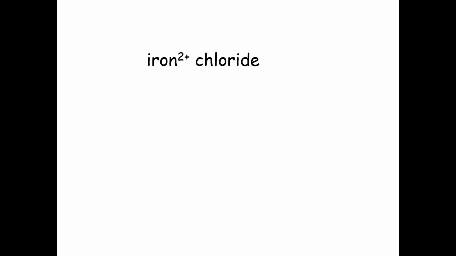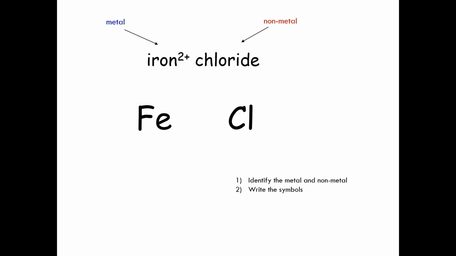And so let's see how we can write the ionic chemical formula for this compound. First, we identify the metal and the nonmetal. So of course, iron is the metal and chlorine is the nonmetal. Write the symbols. Symbol is Fe for iron and Cl for chlorine. Write the charges. And so now we can write the charges for both these elements because it's indicated in the name for iron.